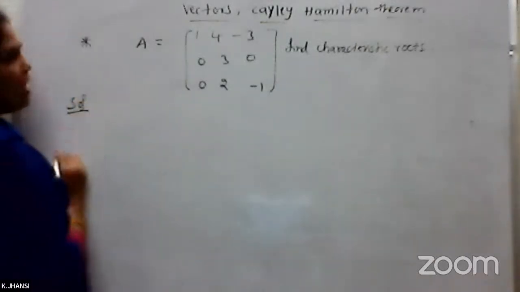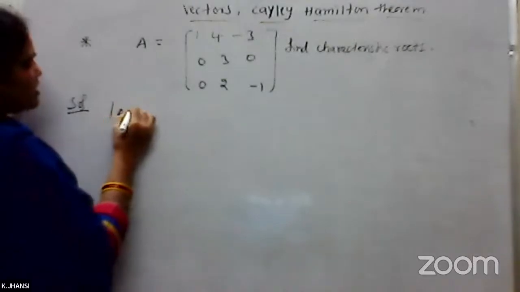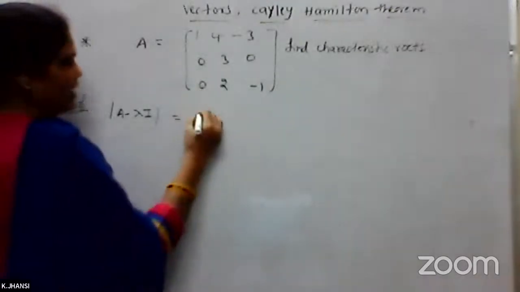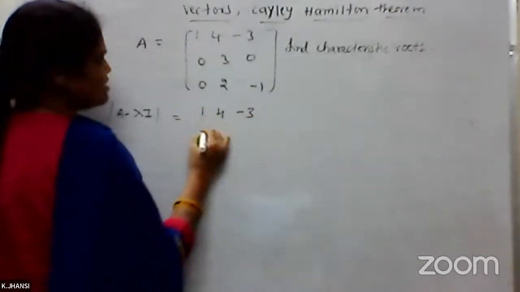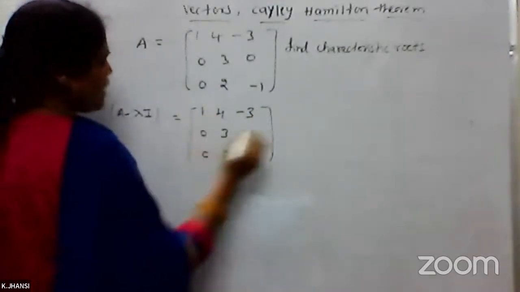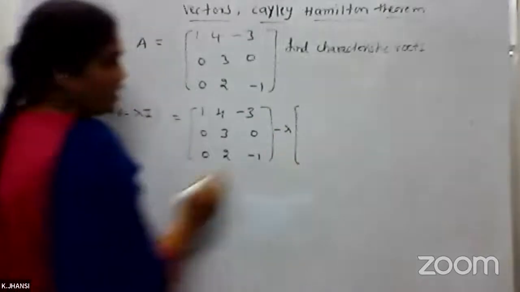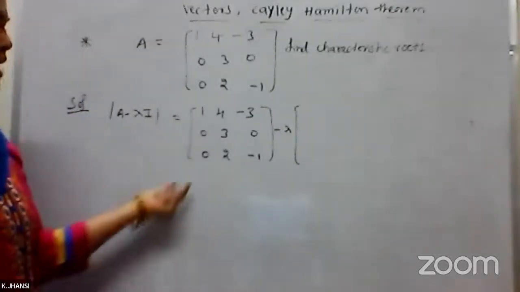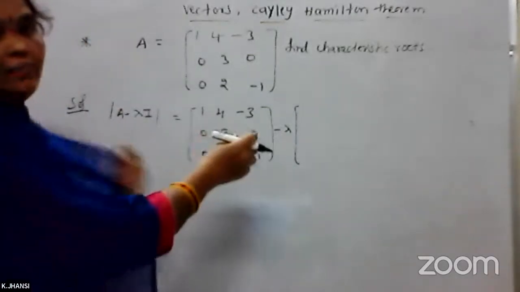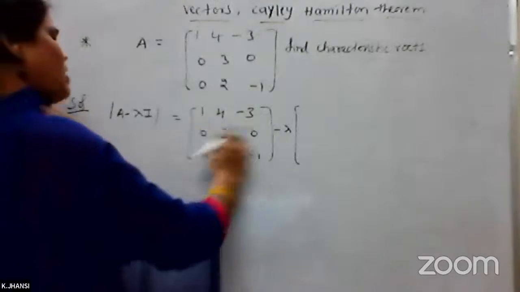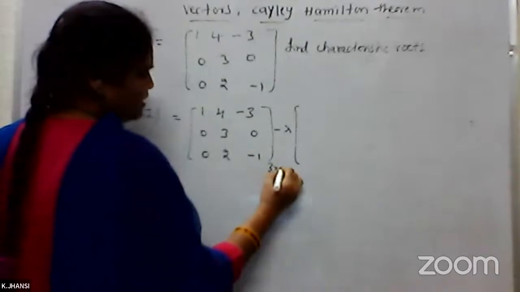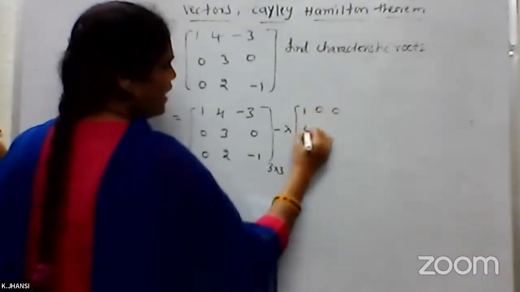Okay, this is the A, it is given. So the first thing is we have to find the characteristic equation, that is A minus lambda I. So A minus lambda I means here A is 1, 4, minus 3, 0, 3, 0, 0, 2, minus 1, minus lambda into I. This I is an identity matrix. The identity matrix depends on the number of rows and columns in the given matrix. Here the number of rows is 3 and the number of columns is also 3, so it is a 3 by 3 matrix. So we write a 3 by 3 identity matrix.